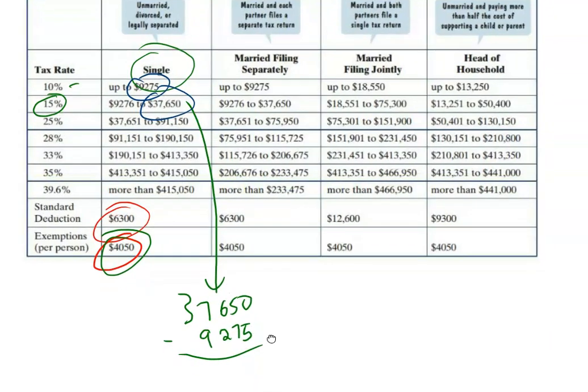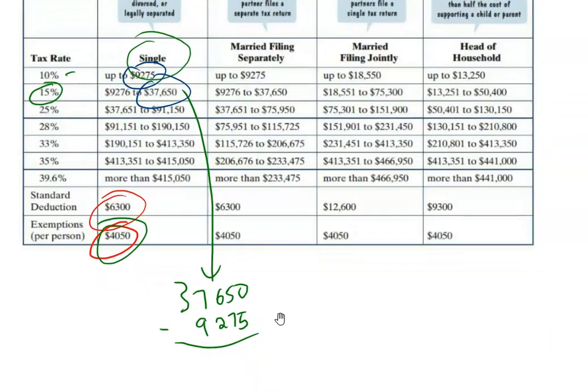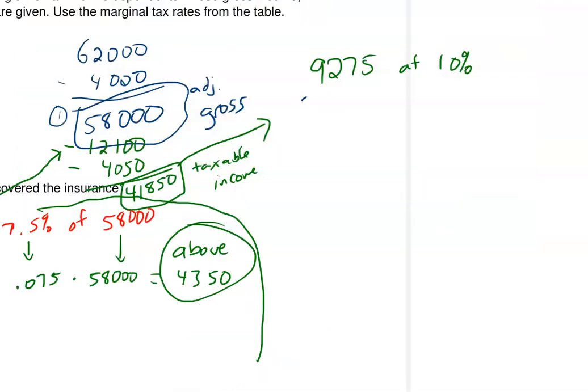All right, and that's going to give me, so I'm using my calculator, 37,650 minus 9,275, 28,375. Switch back to the bin. 28,375. All right. So that is what gets taxed at 15%. Right? That's how much money is in that range that's getting taxed at 15%. So let's go ahead and add that to our list over here. 28,375. It's going to get taxed at 15%.